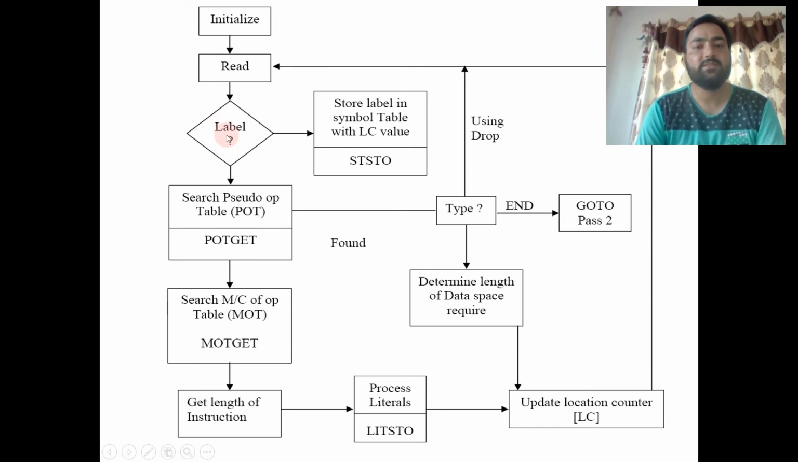If some label is there, we will store the name in the data structure, with the location counter value getting increased with every label stored in the data structure. Then we search for the pseudo operation code, that is the pseudo opcode table entry, by using the POTGET function, and then we store the values. Then if found, we determine the type of it.